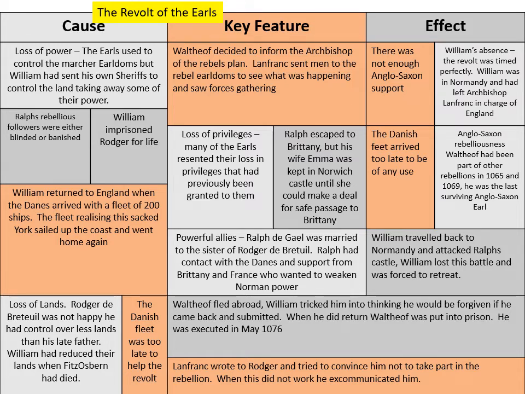And also the revolt took place in William's absence, so the revolt was timed perfectly when William was in Normandy and had left England in the hands of Archbishop Lanfranc. The rebels had powerful allies.